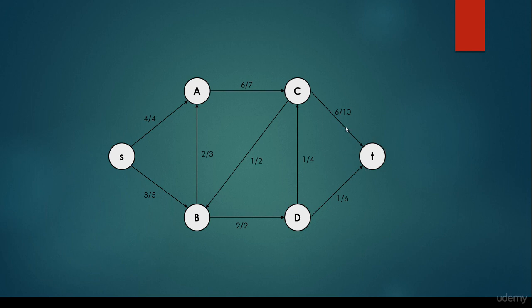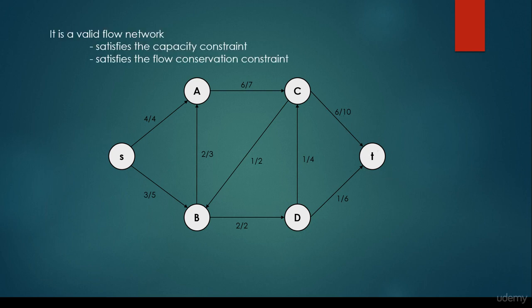What about this T? If you calculate how many flows are going in the direction of the T, we can come to the conclusion that 6 plus 1, so 7 units of flow is going in the direction of the sink. Okay, it's quite good because this T has a divergence smaller than 0, which means that it's going to get these flows and nothing happens. Okay, so it is a valid flow network, as you can see.